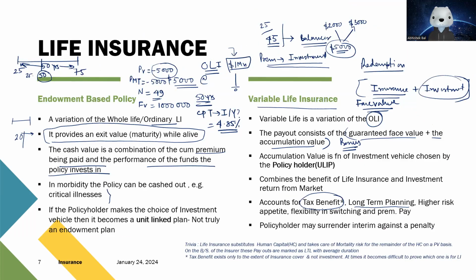Okay. If the policyholder makes the choice of investment vehicle, then it becomes a unit-linked plan, not truly an endowment plan. Yes, that's what we are talking about. So the difference between an endowment-based policy and a variable life insurance policy is that in a variable life insurance policy, the policyholder gets to decide where he would want to invest his premium. In the case of an endowment-based policy, it is the insurance company that decides where the premium would be invested.